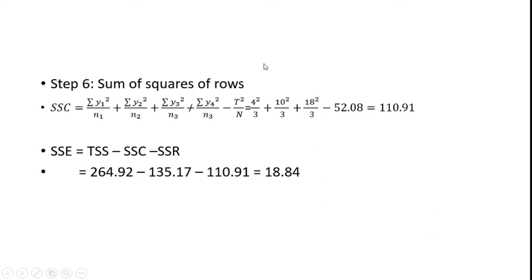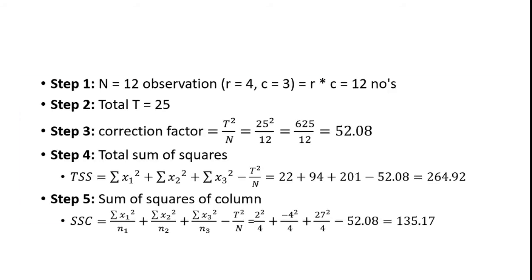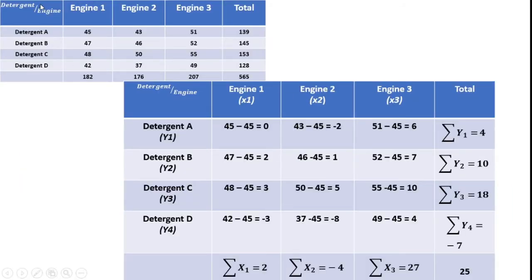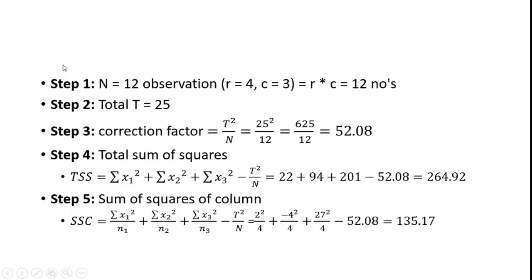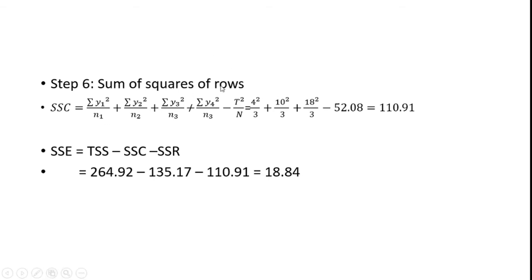After that, I conduct the same thing for detergent, because rows always deal with the detergent according to this problem. Detergent A is the first row, detergent B the second row, detergent C the third row, detergent D the fourth row. So the sum of squares of rows means detergent. Considering the rows, it is the summation of y1 square for every row.